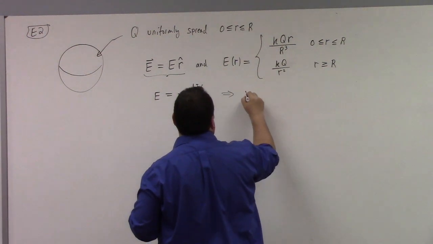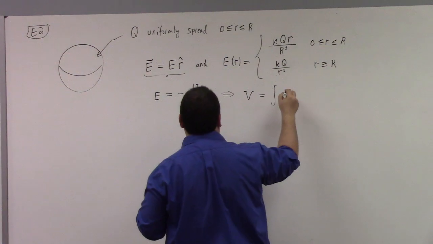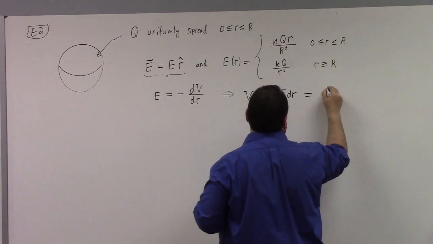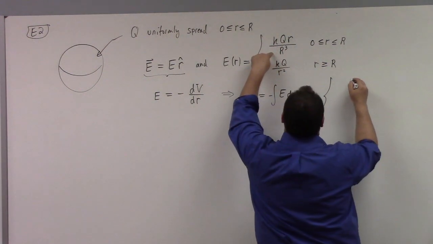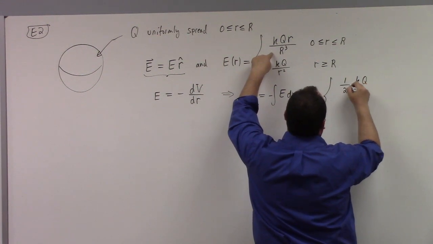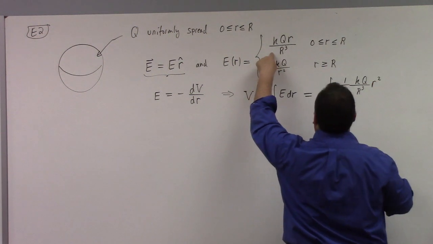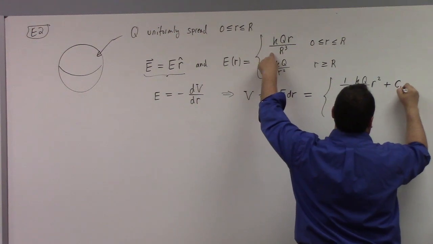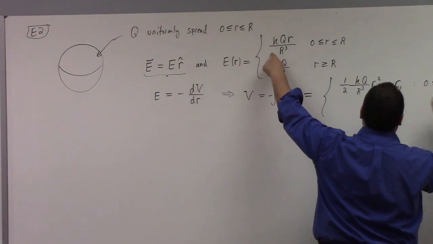So this tells me that the voltage is something like minus the integral of E dr. And so I'll do it in cases. Integrate this, we get ourselves a 1/2 kQ over big R cubed r squared. And when we integrate, we have to add a constant, let's say C1. And that's for 0 less than or equal to r less than or equal to big R.